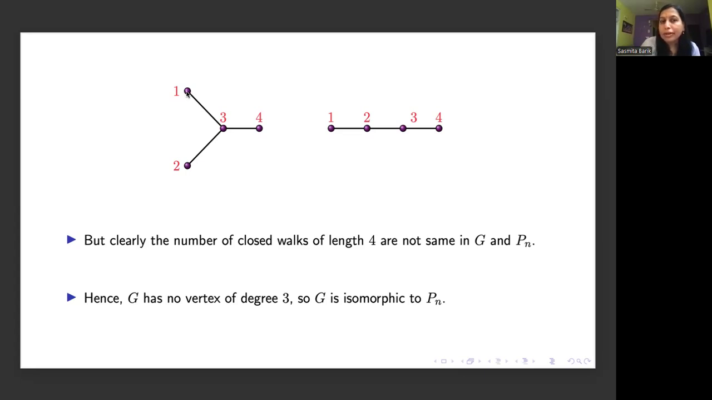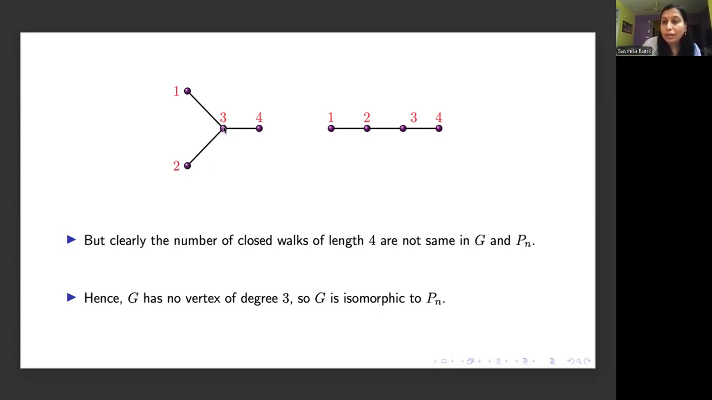And as 1 is behaving, 4 is also behaving the same. From here onwards it would be the same for your path, so I'm not counting that. But for this star only I'm counting. So from 1 to 1 you have 3 closed walks. Similarly, for 4 you have 3 closed walks, and for 2 to 2 there will be 3 closed walks.